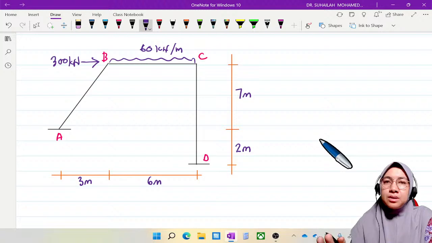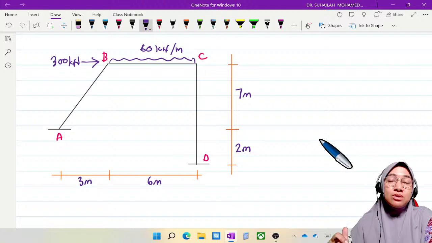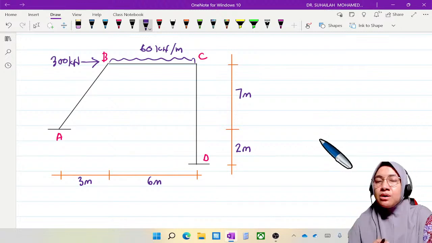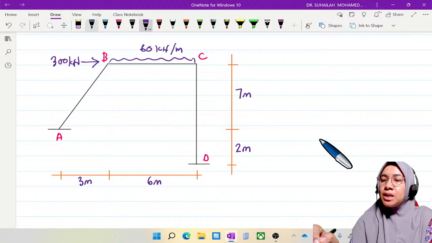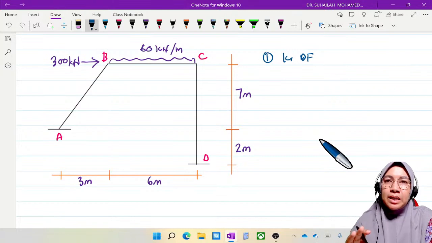Of course, for frame with Sidesway, we have to understand the principle of superposition. For that, I hope you can refer to the previous video, because I want to jump straight to the solution. For the solution, we will have four main procedures. Procedure number one is we will calculate K and distribution factor. This will be used in both table 1 and table number 2.